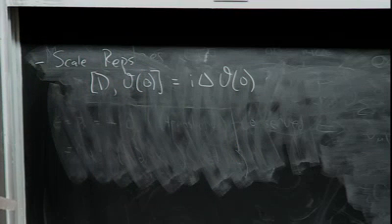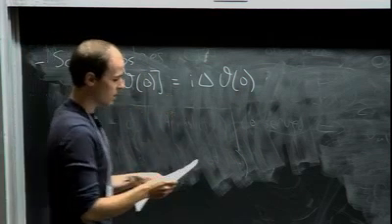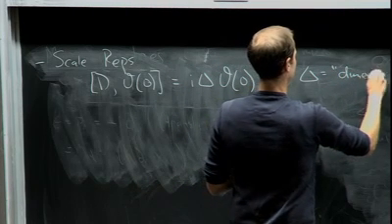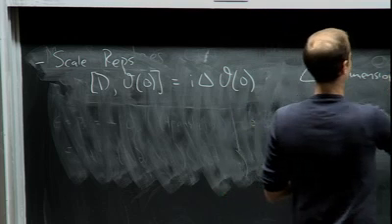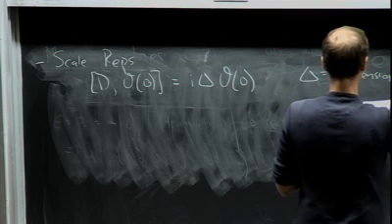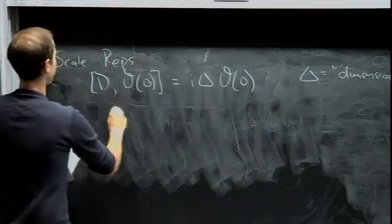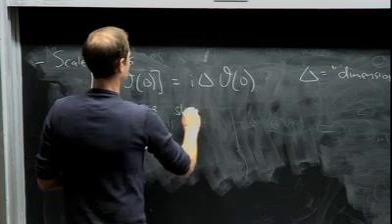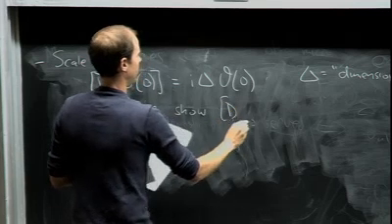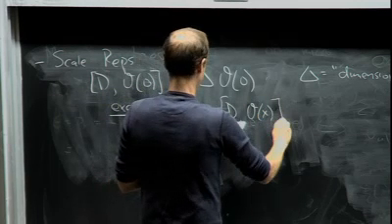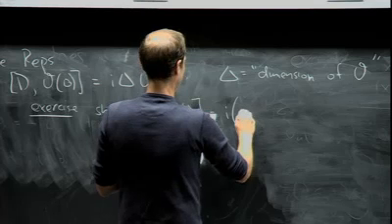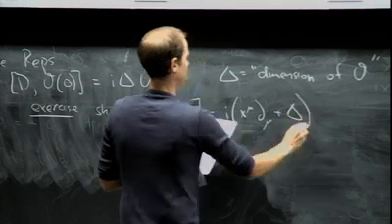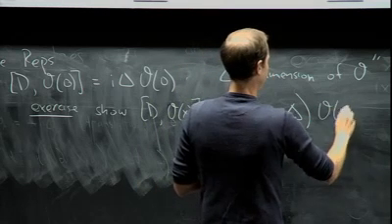And the factor of i here for now is just a convention. As I said before, delta is called the dimension of O. And now, exercise: show that the commutator of D with O at x is equal to this differential operator acting on O of x.